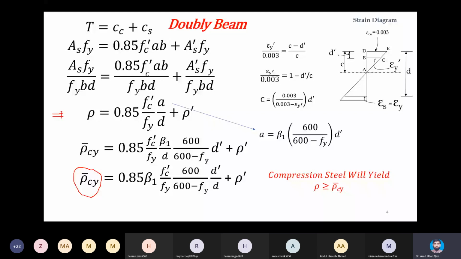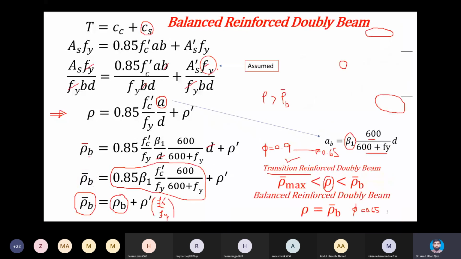A over here now, since one important point is that I am not saying I am assuming Fy, because now I am actually working on a case 1 doubly beam rho estimation. So it means I am looking at that doubly beam in which compression steel is at yield. That is why I am not putting a circle, which I did in the previous slides where I mentioned assume. Now it is case 1, and I want to make sure that when compression steel is at yield, what will be the rho value.